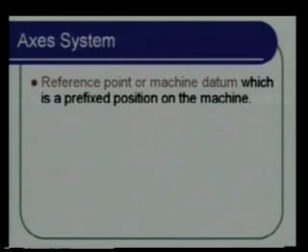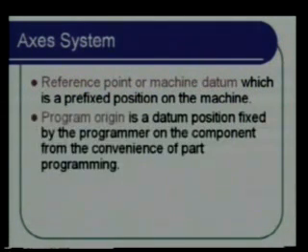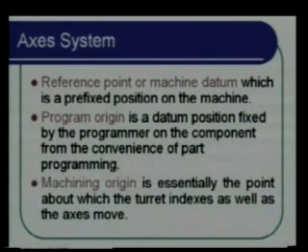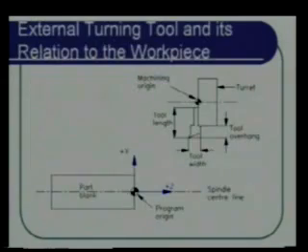Now the reference point, that is the machine datum, is a fixed position as in the case of the milling machine, but the program origin is the datum position that you are going to fix on the part, like the way that we have done for the machining center. And then the machining origin is essentially the point about which the turret indexes. So these are slightly different from that of the machining center.